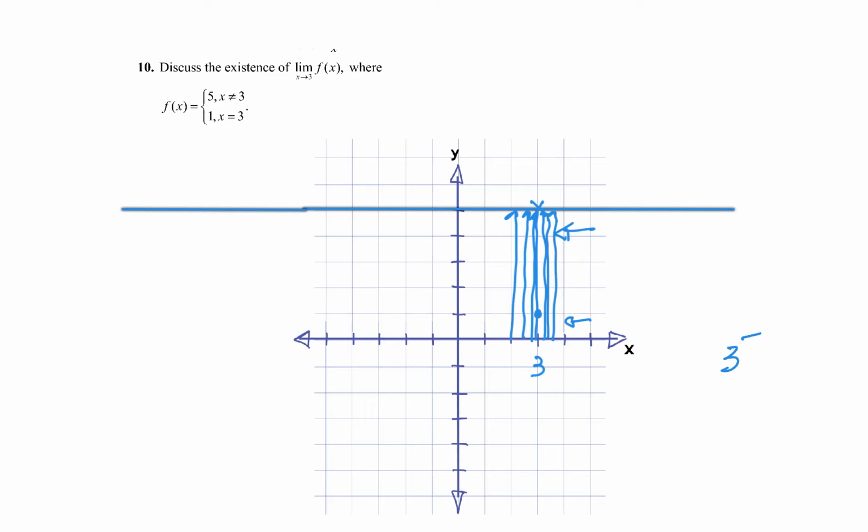Okay, I hope it is clear. What this problem says is that it is not important what is the value of the function at x equals 3. The important thing is, when you approach 3, which value the function approaches. And in this case, the value approaches 5, always 5. Okay, I hope it is clear.